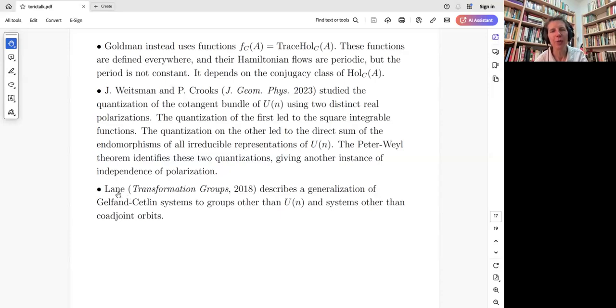I should finally mention a paper of Jeremy Lane, who described a generalization of Gelfand-Cetlin systems to groups other than U(N) and systems other than coadjoint orbits.